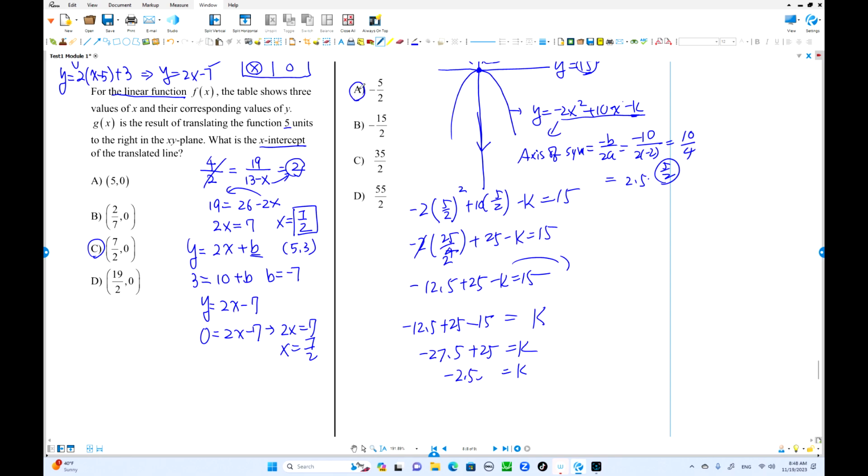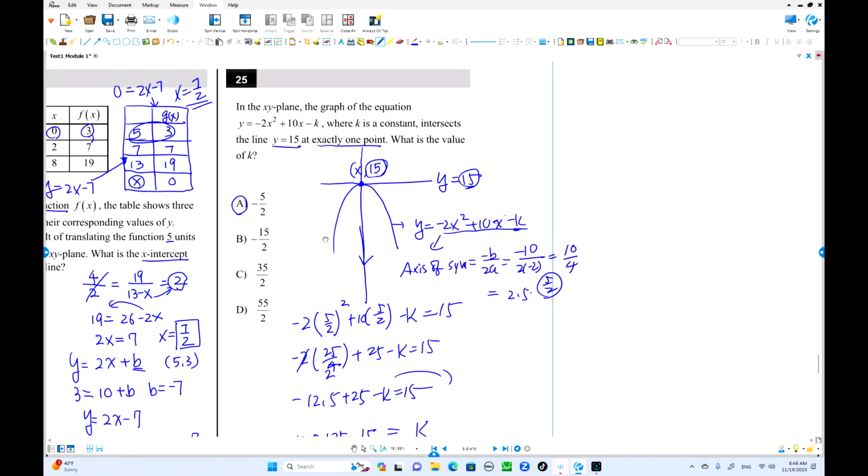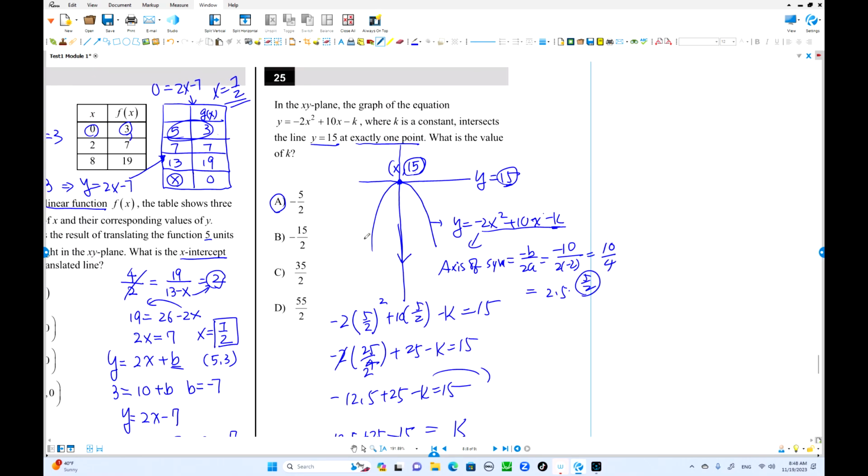Choice A is the answer. I think another method, if you understand the discriminant, you can use the discriminant too. So the equation is negative 2x squared plus 10x minus k equals 15. Okay, this is quadratic. So I'm going to write down negative 2x squared plus 10x minus k minus 15 equals 0, right?